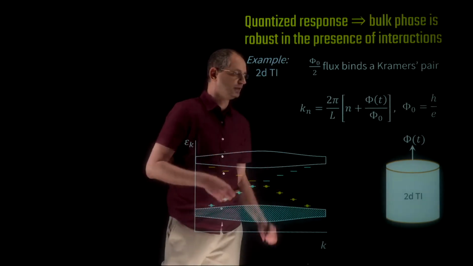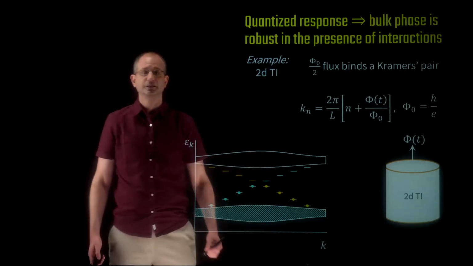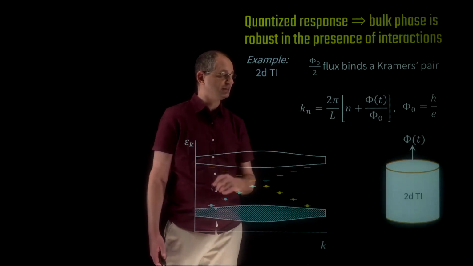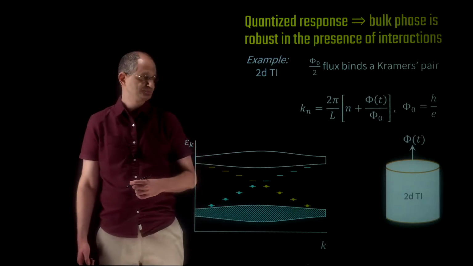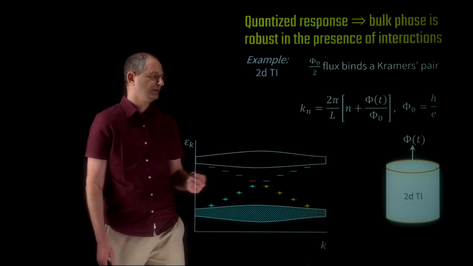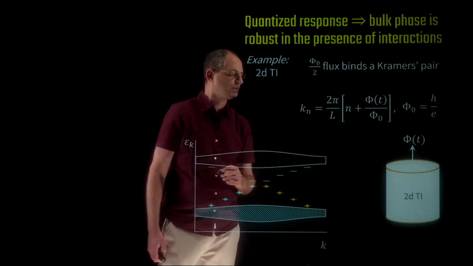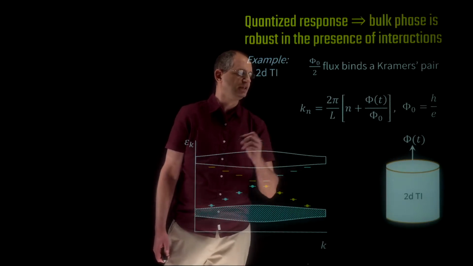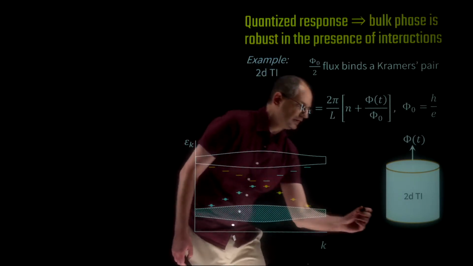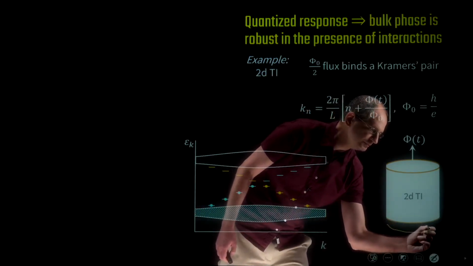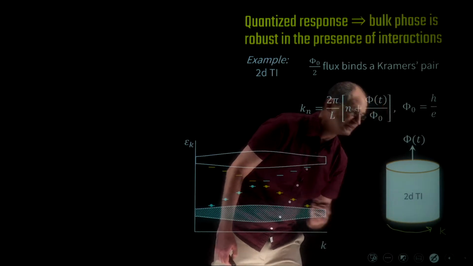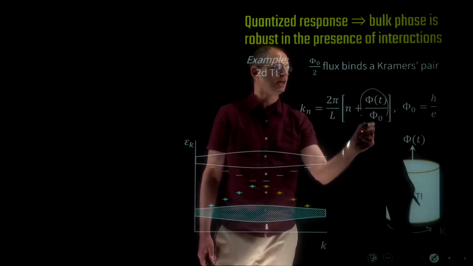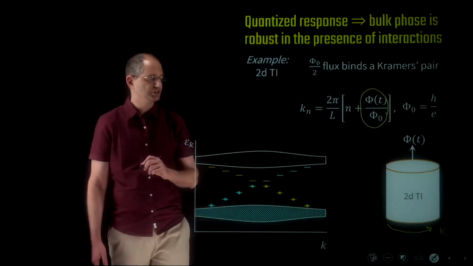Okay, and this Kramer's pair, the appearance of this Kramer's pair at the boundary is related to the topology of the bulk. Okay, so we can argue this very similarly to what we did before for the Chern insulator. So again, the momenta along the circumference of the cylinder are quantized in these units, and the quantization condition is modified as we change the flux.